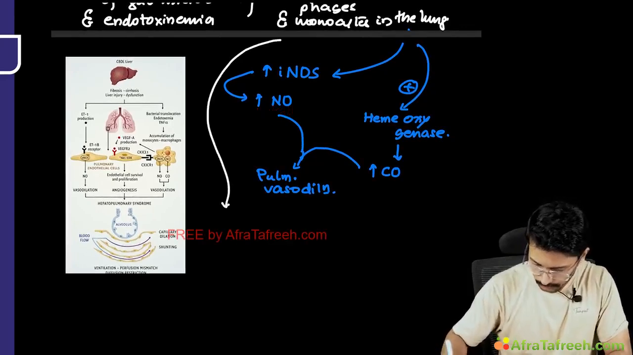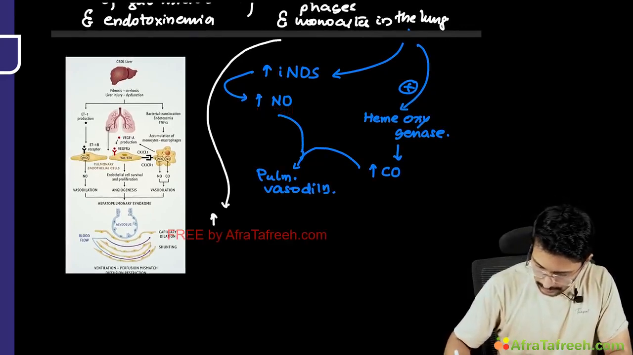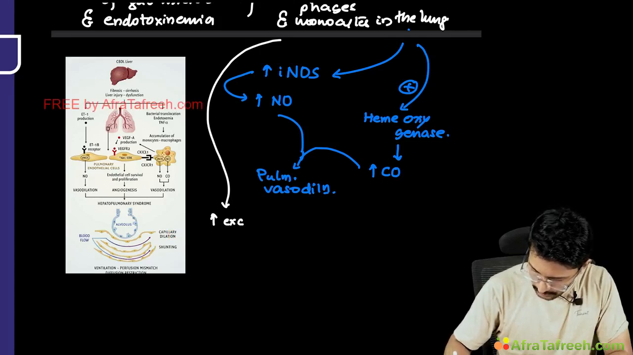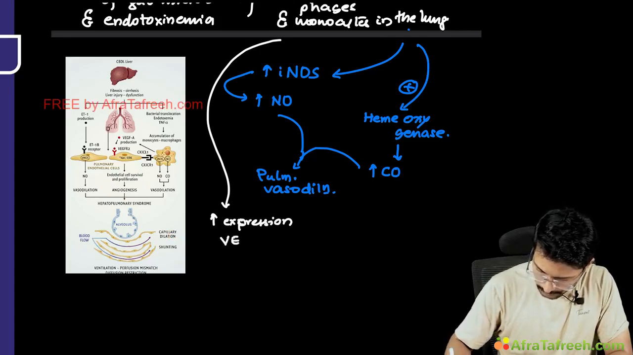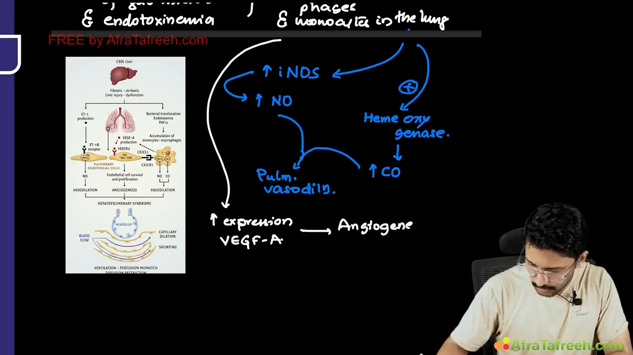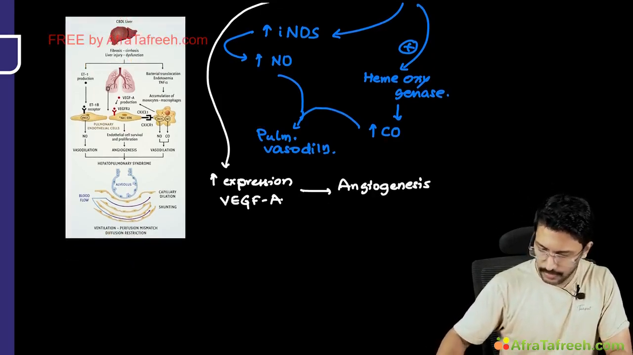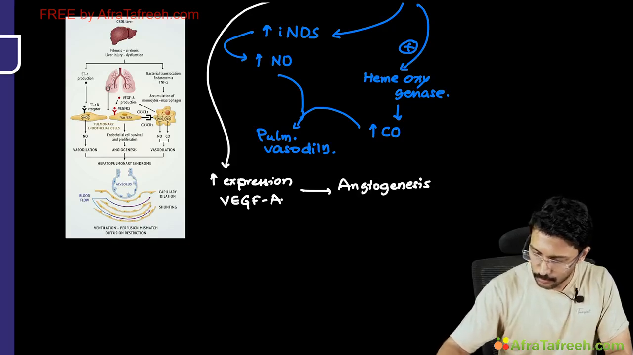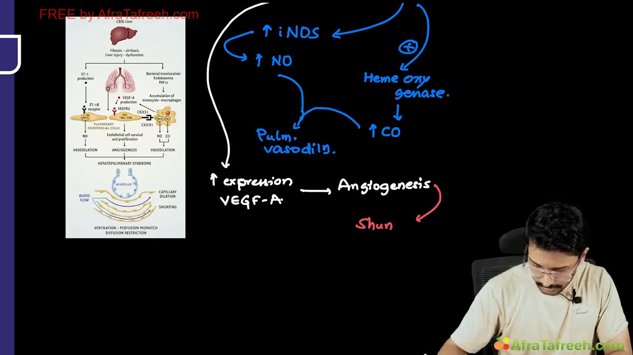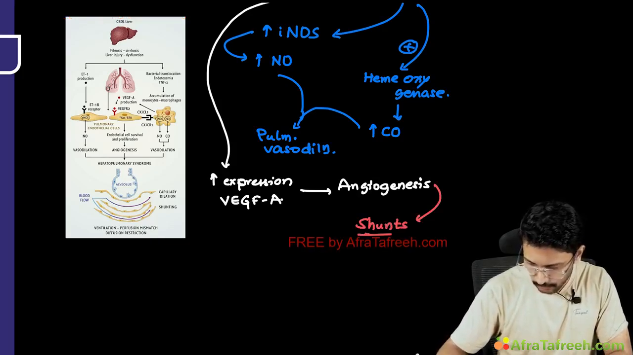monocytes leads to increased expression by vascular smooth muscle cells of VEGF, right? VEGF A, and this will lead to angiogenesis, right? New capillaries and new blood vessels are being formed. Okay, and this angiogenesis can contribute to shunt formation. It is creating shunts inside the pulmonary vasculature.